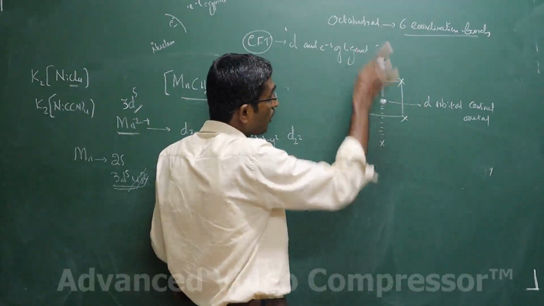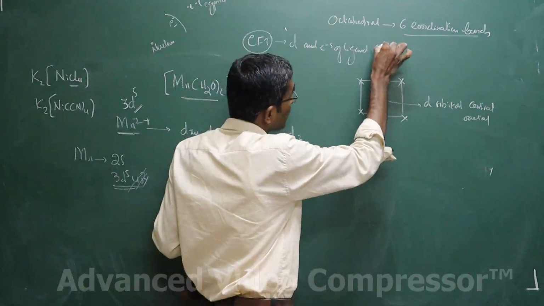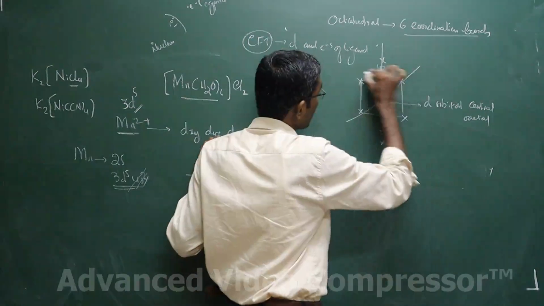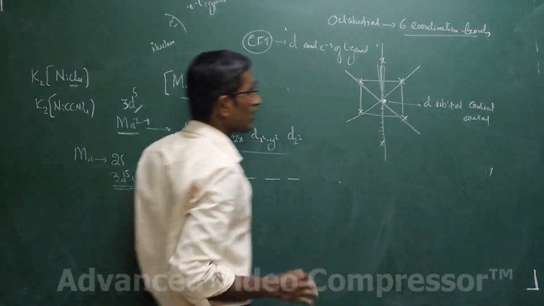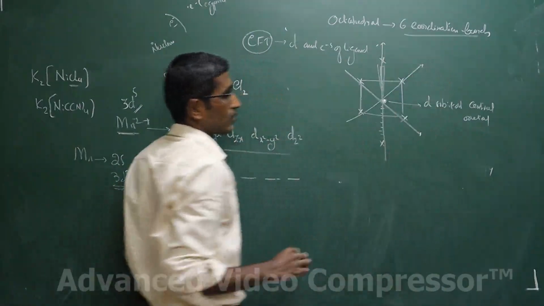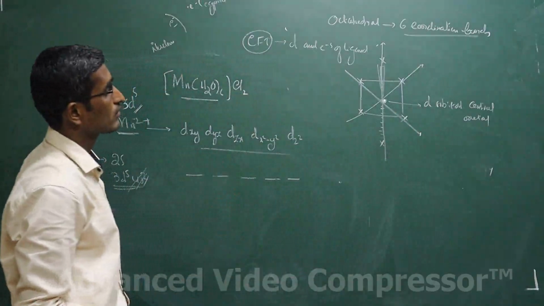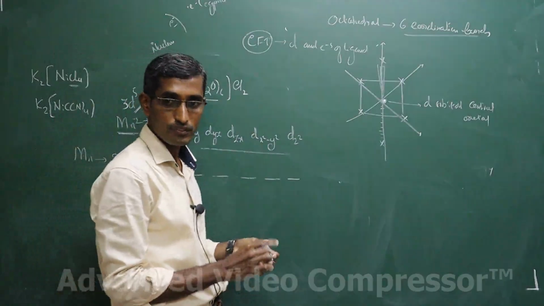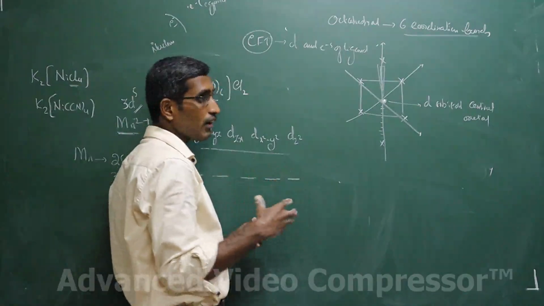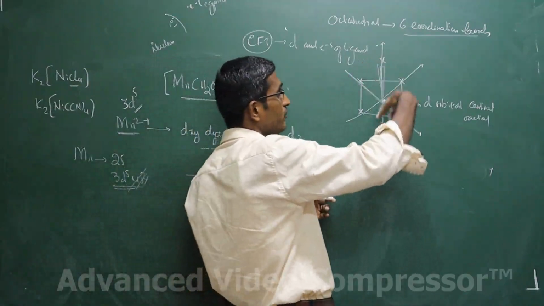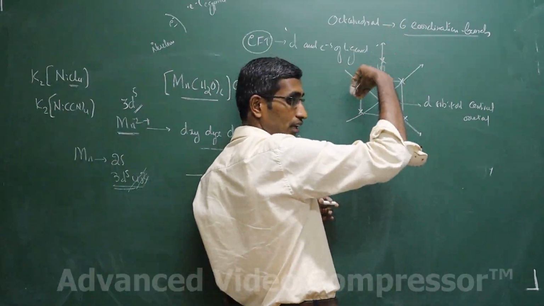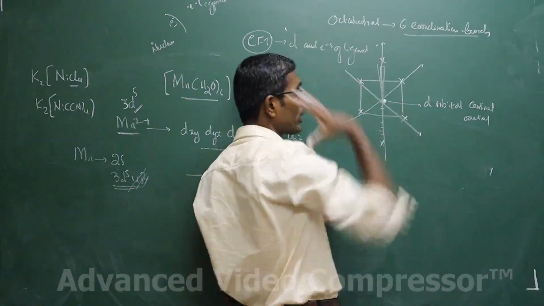That means if you draw a coordination axis, can I draw the coordination axis like this? If it is x-axis, this will be y-axis and this will be z-axis. Clear? So this will be, for example, x-axis, this will be y and this will be z. For instance, consider this. That means they are at 90-degree angle, right? So what does it indicate? It indicates that in the octahedral field, ligands are coming along the coordination axis.